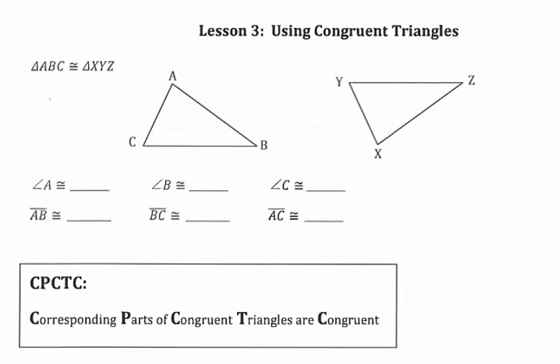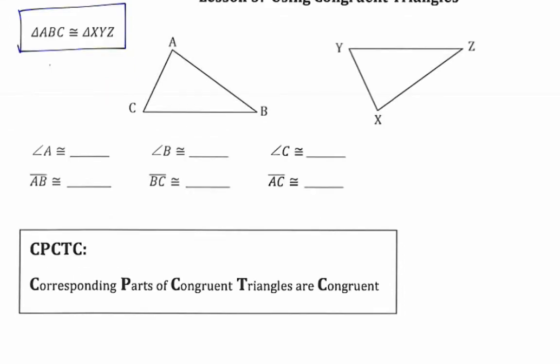A congruent statement, much like the one I gave you here in the corner, like triangle ABC is congruent to triangle XYZ, should tell us the 6 congruent parts of the two triangles. For example, I know that since A is the first letter, angle A is congruent to angle X, the first letter in the next triangle. Likewise, angle B is congruent to angle Y, and angle C is congruent to angle Z.